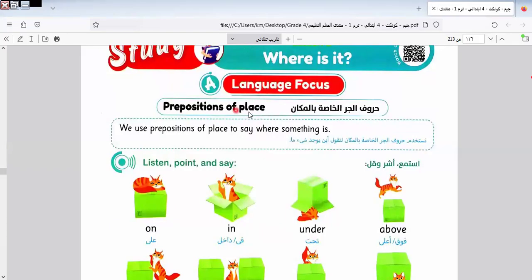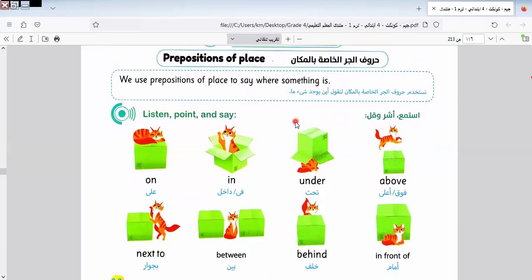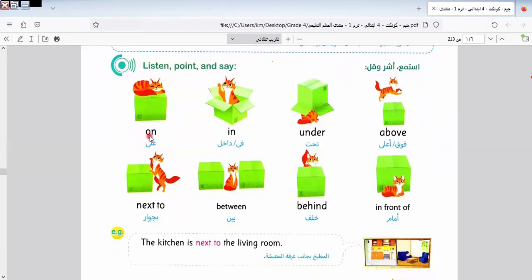Here we have prepositions of places. In this part, as we told you, the topic is about where. So when we ask about where, we ask about what? Places. So here, the places, how can I express them? By prepositions. Here we have on, in, under, above, in front of, behind, between, next to.